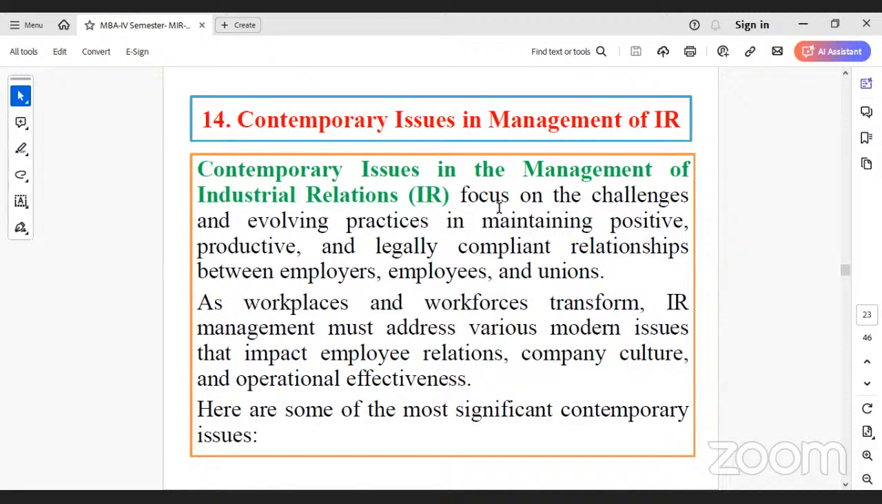In industrial relations, management must address various modern issues that impact employee relations, company culture, and operational effectiveness. That is, how effectively the company or organization works, how the company culture copes with mixing of employees and technology, and how employee relations work from top to bottom, horizontally or vertically. Let's see what the significant contemporary issues are.